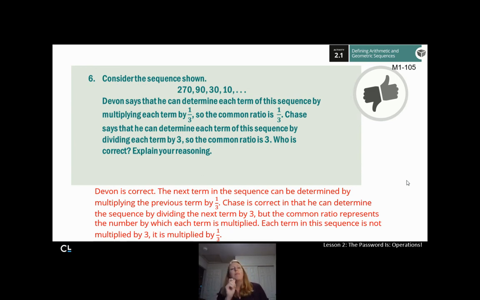But remember that the common ratio represents the number by which each term is multiplied. Each term in the sequence is not multiplied by 3. It's actually multiplied by 1/3 because we said that multiplying by 1/3 is the same thing as dividing by 3. And for a common ratio, you have to give me multiplication. There's no other way. Sorry. So, I mean, Chase wasn't totally wrong. Chase had a good idea going. He just had the wrong common ratio. It's all right. We got there. Devin knew what he was doing. It's all good.